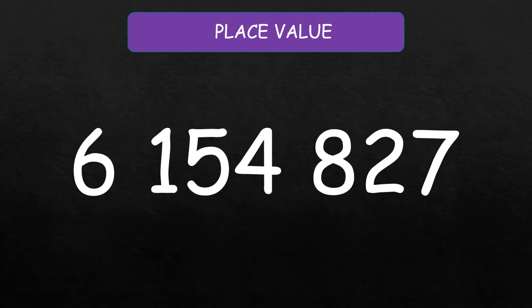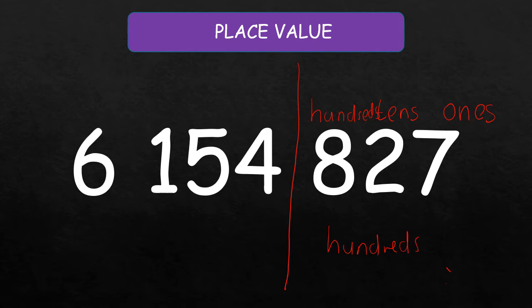So let us quickly recap our place value. We all know that the smallest place value here is ones, followed by tens and hundreds. So these three digits, we can call them the hundreds family.